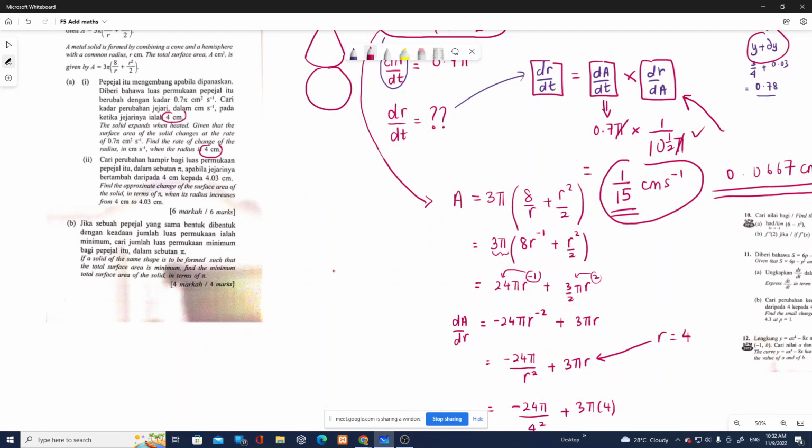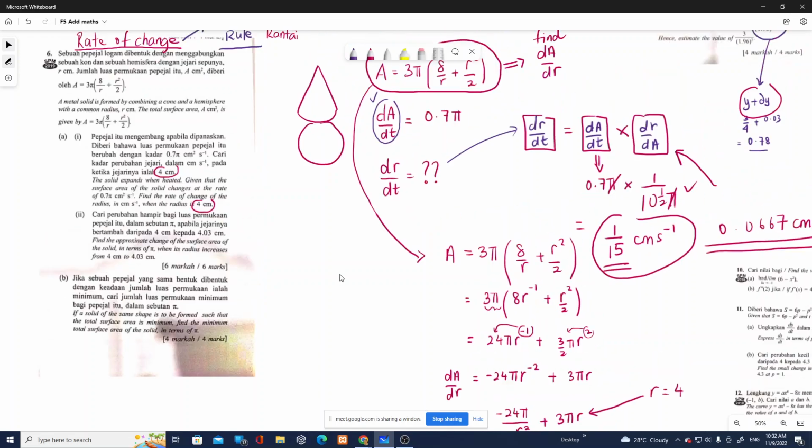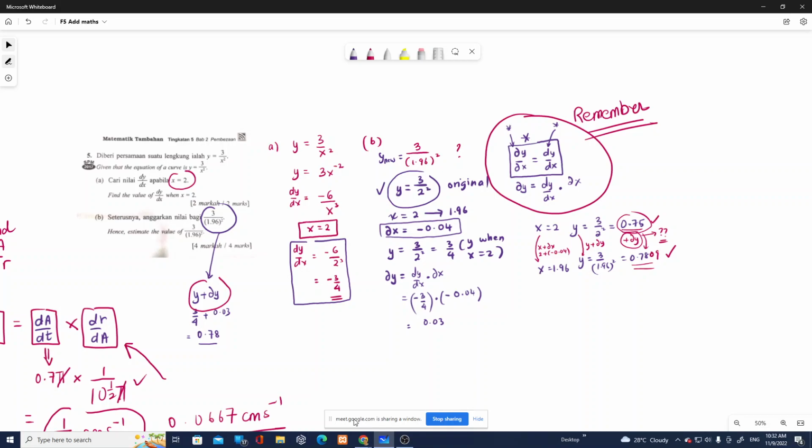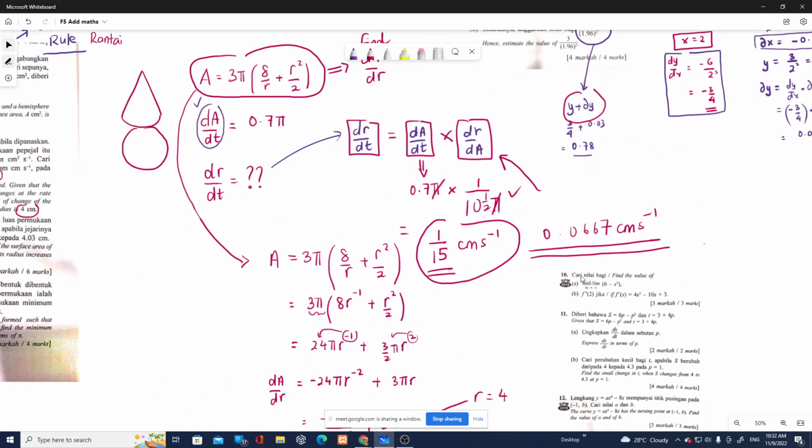Find the approximate change of the surface area of the solid in terms of pi when its radius increases from 4 to 4.03. Faiz, are you listening in? So this is now approximate change. Just now we learned about rate of change. Now ini kadar perubahan that we have discussed, remember? Nombor 5. Penghampiran.